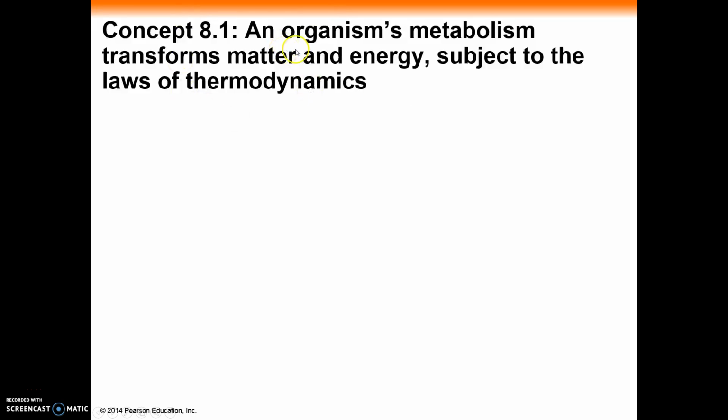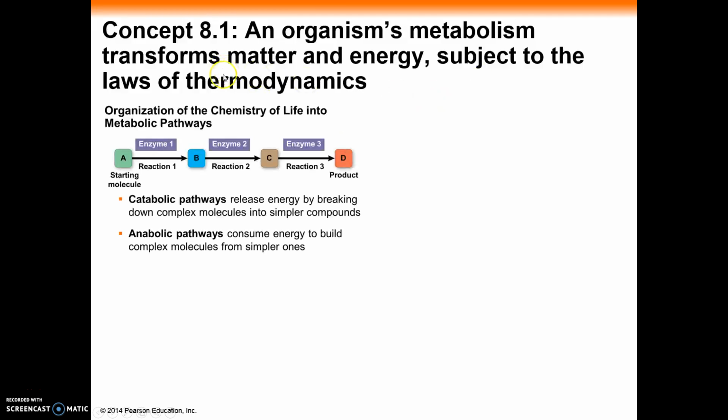So, an organism's metabolism transforms matter and energy, subject to the laws of thermodynamics. So we have these biochemical pathways. We take small steps to turn one thing into another. Each one of these steps is catalyzed by an enzyme. We can take these long pathways and break them up into two parts. One, catabolic pathways, which break things down, and two, anabolic pathways, which build things up, right? And we can only build things up because we are gaining or capturing energy from these breakdown processes.